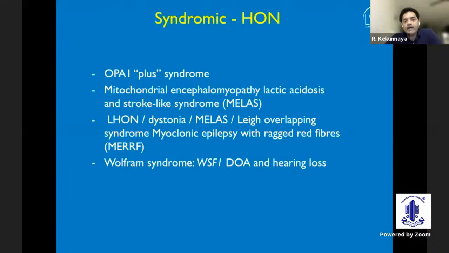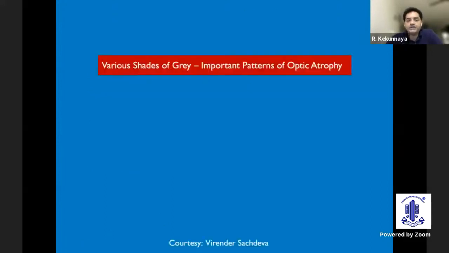There is OPA1 plus syndrome. There is MELAS, mitochondrial encephalopathy with lactic acidosis and stroke-like syndrome. There is LHON dystonia, MELAS and Leigh overlapping syndrome with myoclonic epilepsy, because these are mainly mitochondrial. And many of us know Wolfram syndrome or DIDMOAD syndrome with the typical presentation. These are the things we have to look at when you are dealing with hereditary optic neuropathy.